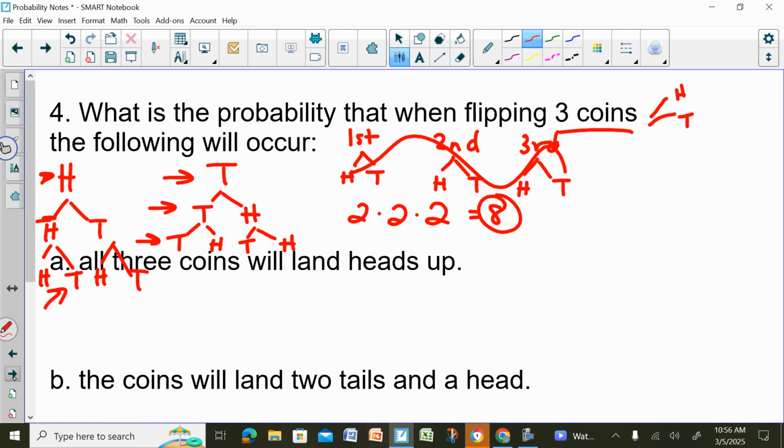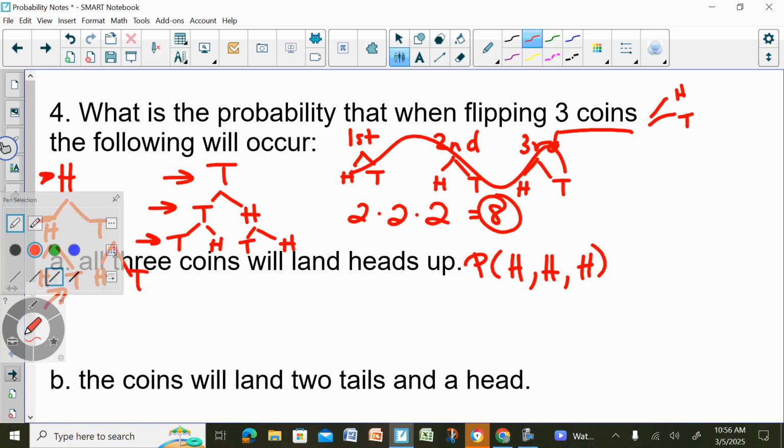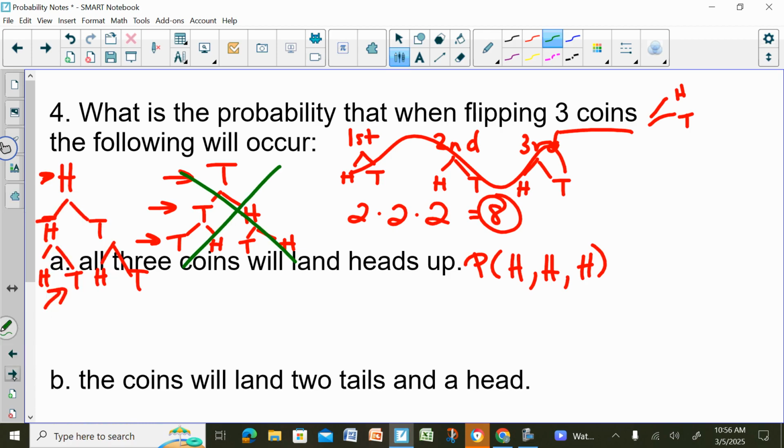All 3 coins will land heads up. So that's probability of heads, heads, heads. And so 3 heads, if you look, can't be anything on that second tree diagram, right? So this would be all, so started with the tails. And then if we go over here, all 3 heads come off my page here. I got heads, heads, heads right here. That was only 1 out of the 8 outcomes.